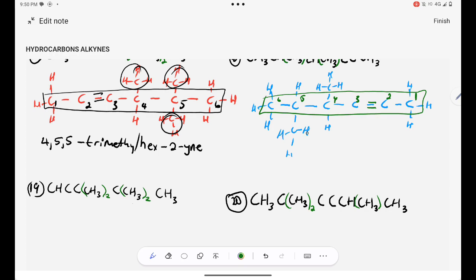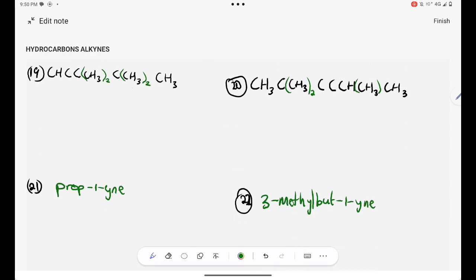So for my IUPAC name, I need to mention the additions first. So that's 4,5. Since I only have two of the same thing, I'll simply say dimethyl. And my parent chain has 6 carbons. That's hex. Between carbon number 2 and 3, I have a triple bond. I'll simply say 2 ine.